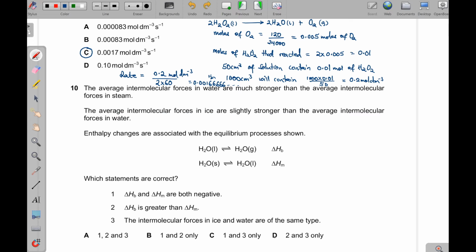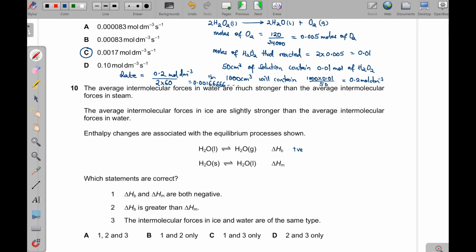That is also true. Enthalpy changes are associated with the equilibrium processes shown. These are the ones here. This is the enthalpy for boiling, where you are moving from the liquid to the gas. Then the enthalpy change for melting, where you are moving from the solid to the liquid. Now you are breaking bonds here. You are breaking intermolecular forces between the water molecules. That means this one has to be endothermic because you are putting in energy.